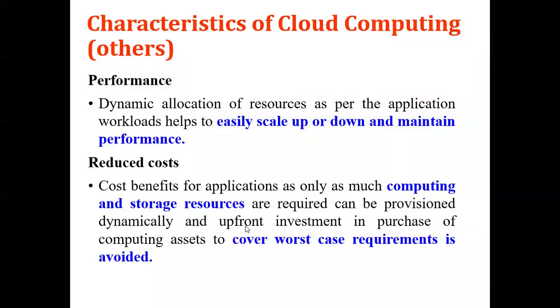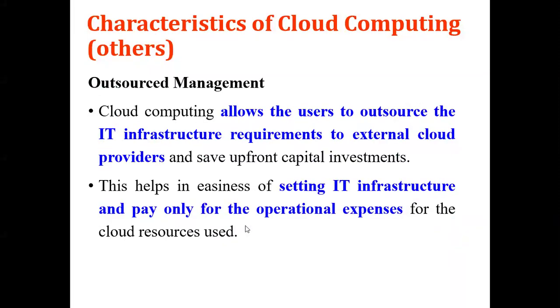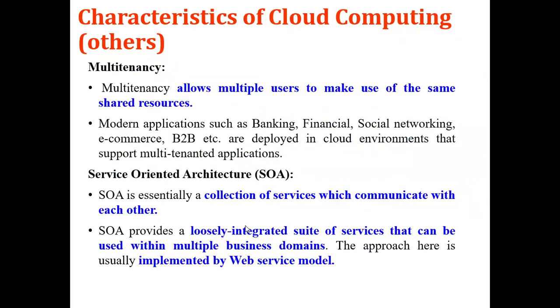Then the performance and cost. Dynamic resource allocation improves performance while reducing infrastructure cost. Then the outsourced management, which means the cloud service provider manages IT infrastructure to reduce operational overhead for an organization, which means cost effectiveness. The final is multi-tenancy and SOA. Multi-tenancy enables multiple customers to share infrastructure, while SOA, which is service-oriented architecture, promotes reusable and loosely coupled services.